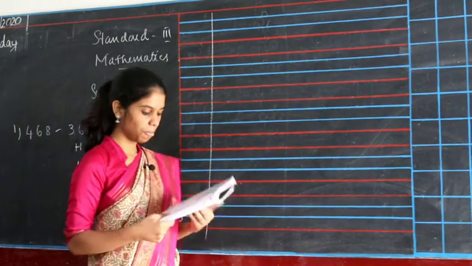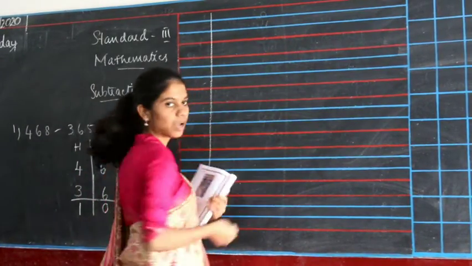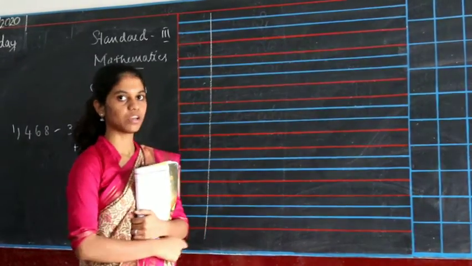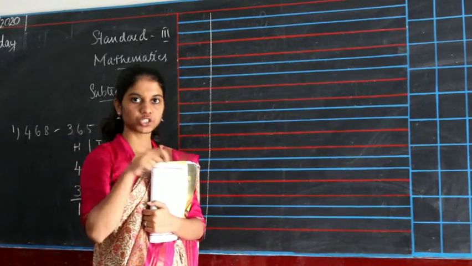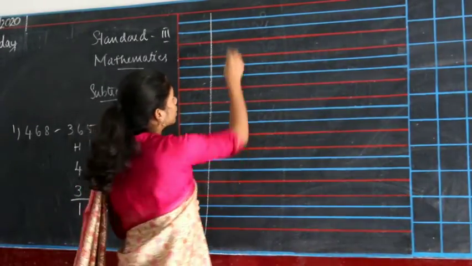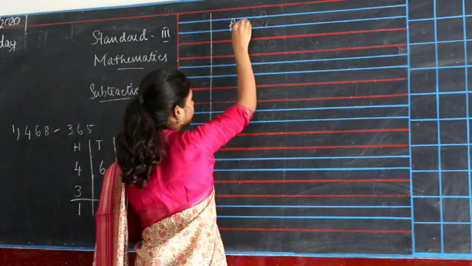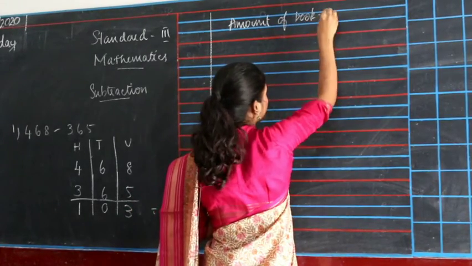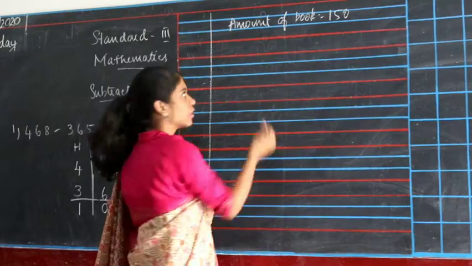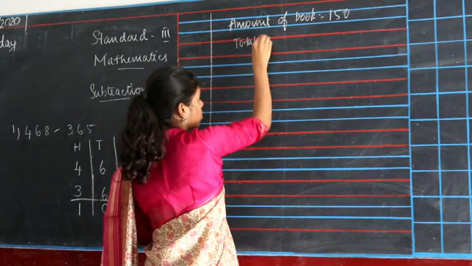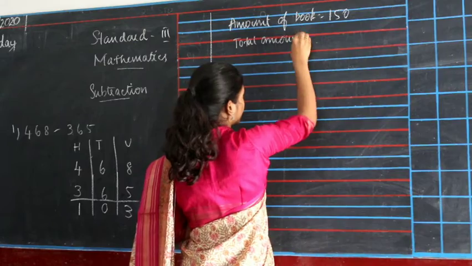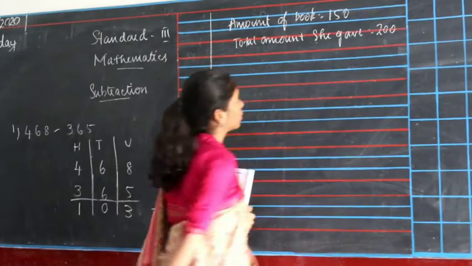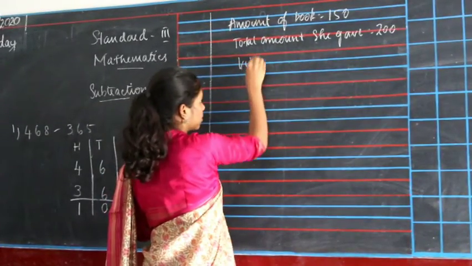Sushmita bought a book of 150 rupees. She gave 200 rupees to the shopkeeper. So how much remaining change should she get from the shopkeeper? The amount of the book is 150 rupees and the total amount she gave is 200. Now, what is the change?